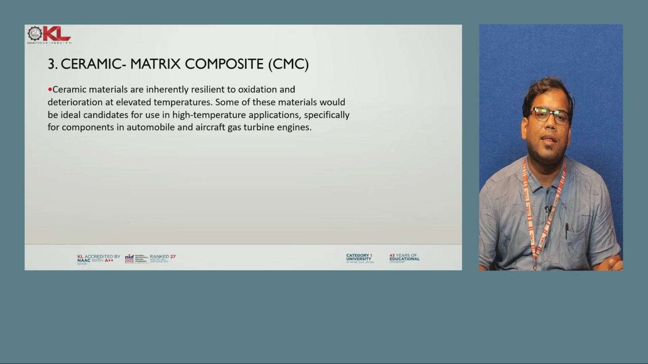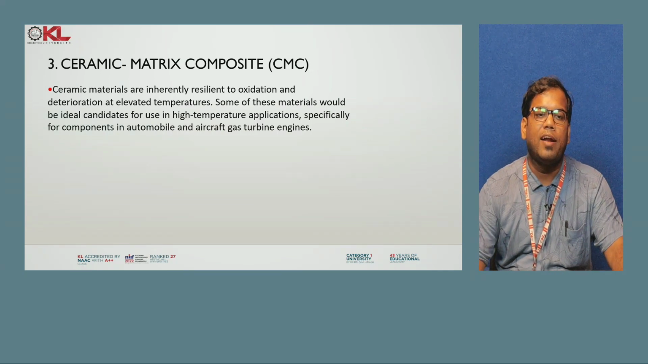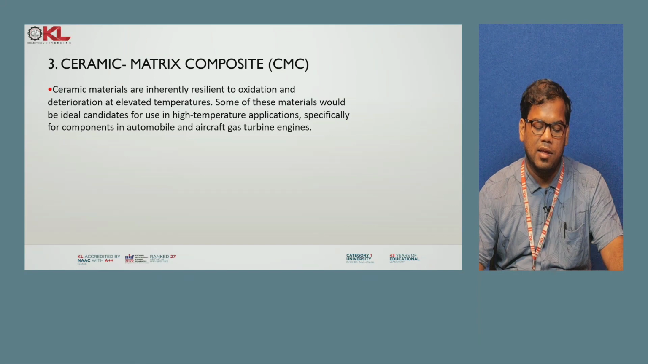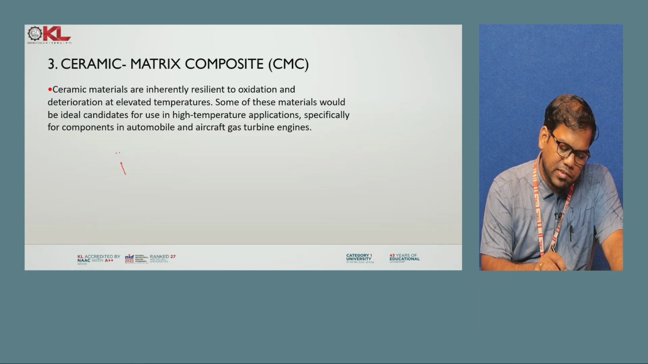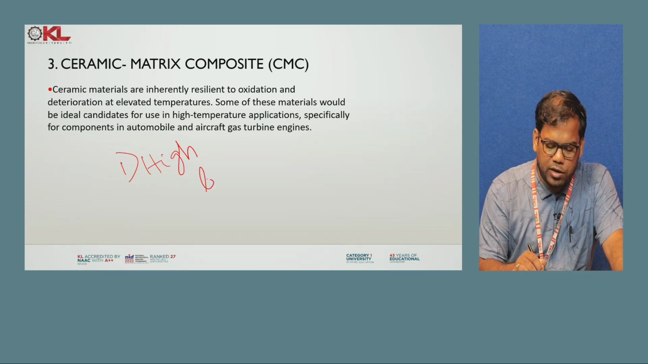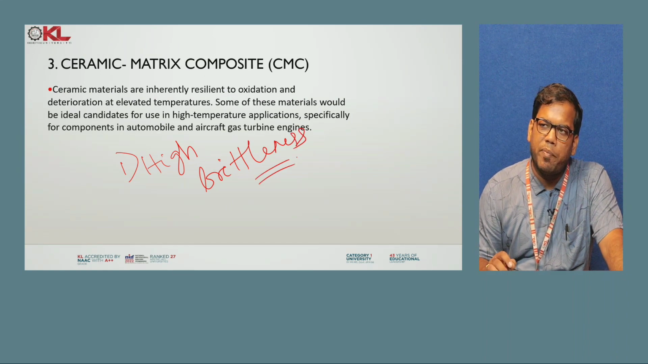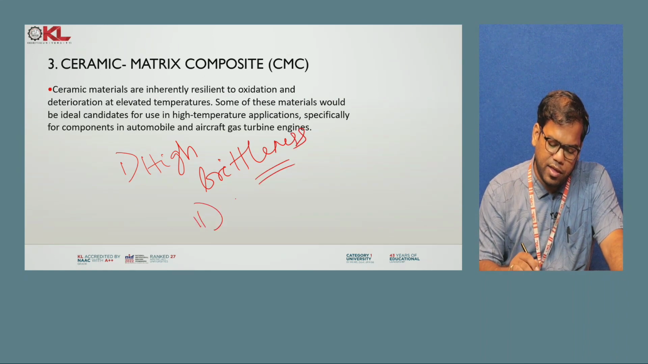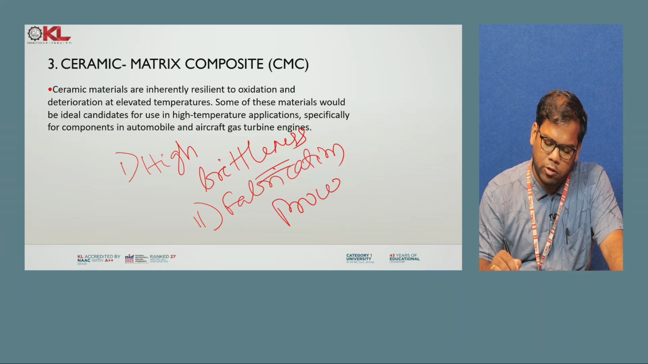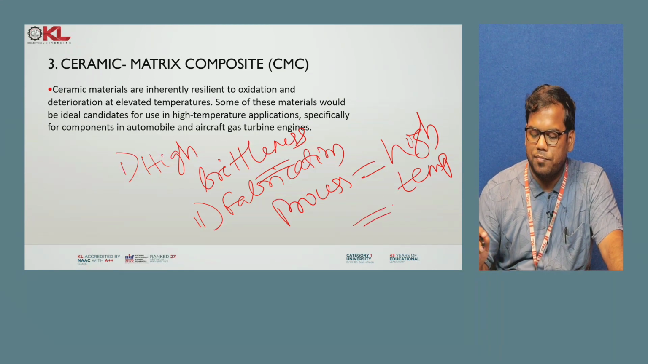Ceramic matrices are inherently resilient to oxidation and deterioration at elevated temperature. Some of these materials would be ideal candidates for use in high temperature applications. One disadvantage of ceramic matrix is its high brittleness. Ceramic matrix composite also has a difficult fabrication process. It involves high temperature, so the processability for the manufacturing method can be a little difficult.